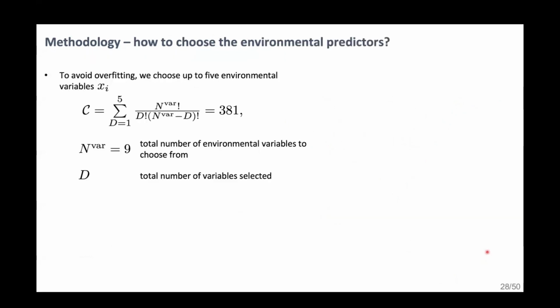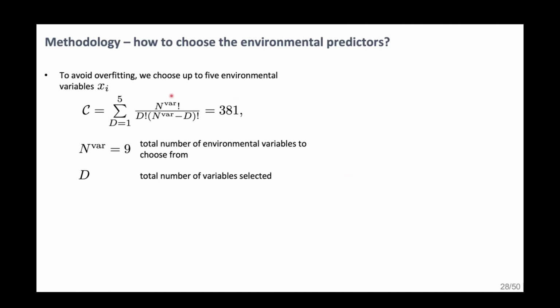Okay, I introduced you to the training data and the model type, generalized linear models. Then another question that we should answer is how to choose the environmental predictors, the environmental variables that we will use when we train a generalized linear model. We cannot just use all 9 variables because this would result in an overfitted model. We showed that we should choose up to 5 environmental variables, xi. To determine which variables to include, we just tried all variable combinations, and then we picked the best model.